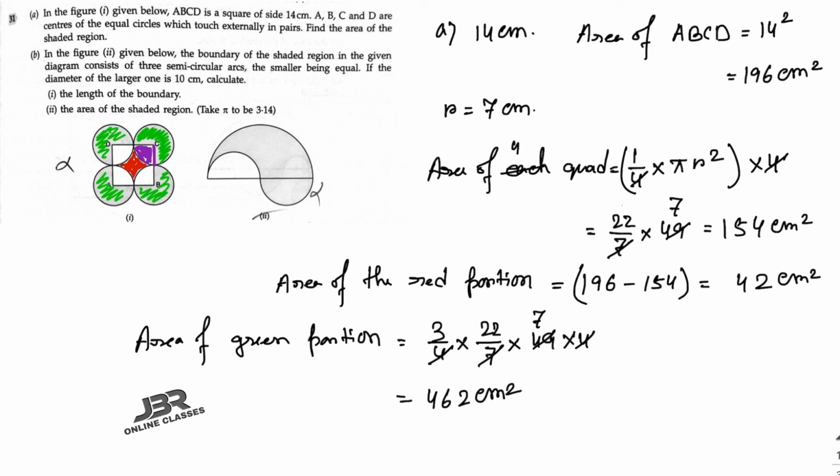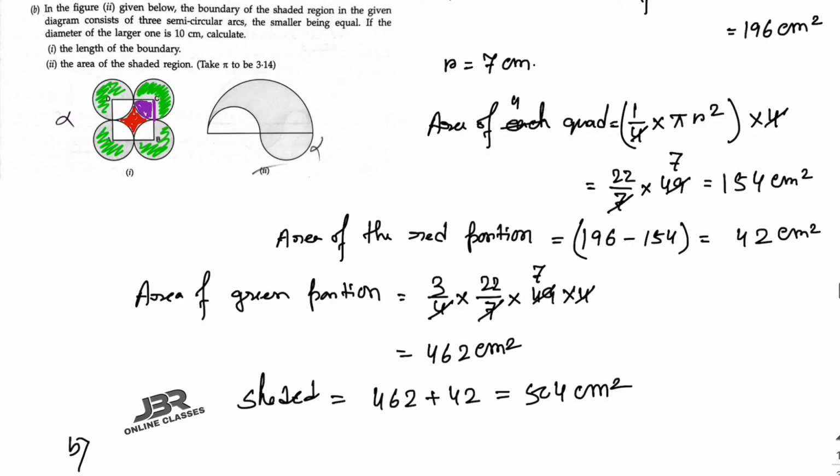So now you have to find the area of the shaded portion. The shaded portion means the area of the green portion plus the red one. So 462 plus 42, it's 504 centimeter square as your final answer.